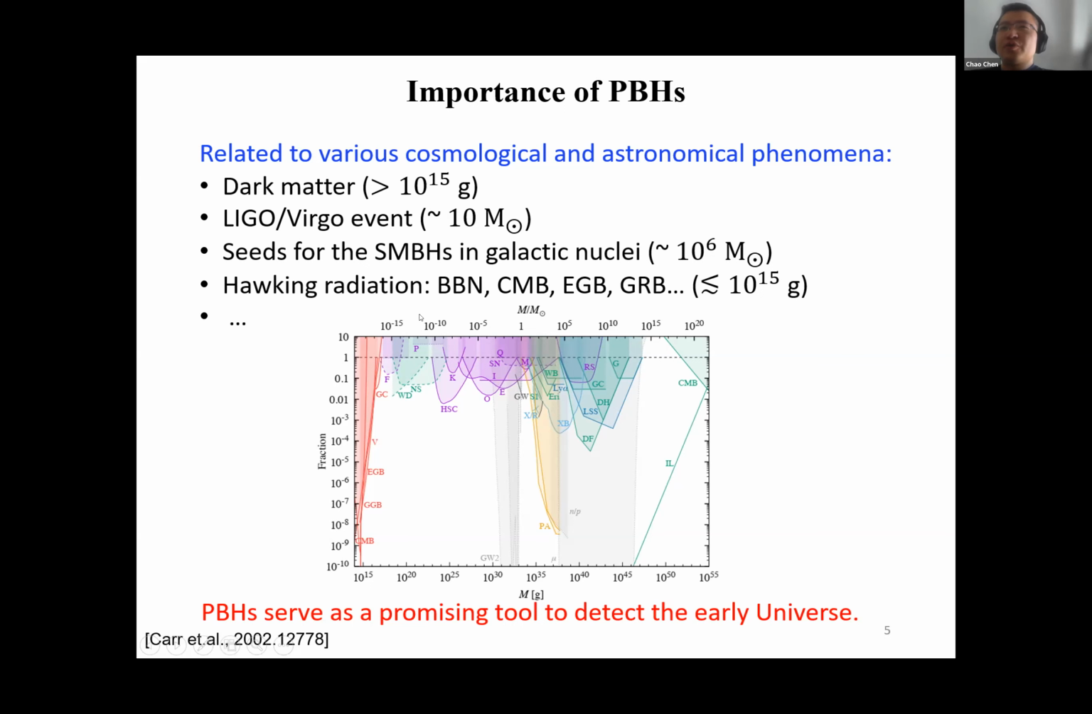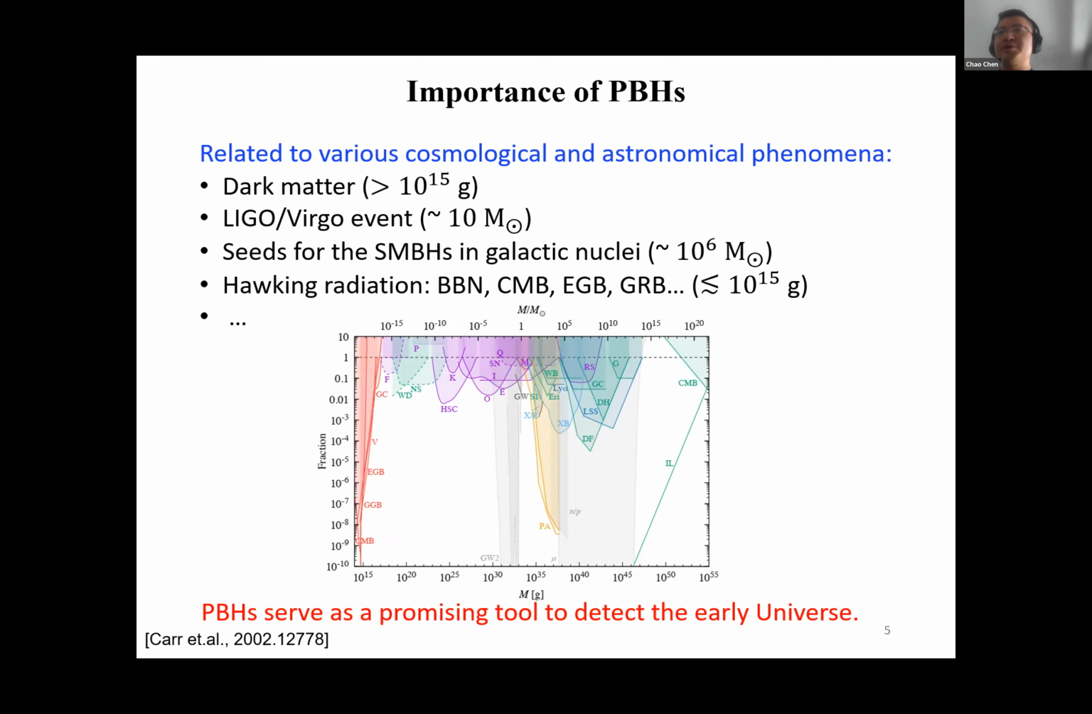And for the very small black holes, their Hawking radiation is very significant. So the Hawking radiated particles can influence some early physical processes like Big Bang nucleosynthesis and the CMB, and it can also explain the extragalactic background and gamma ray bursts and so on.